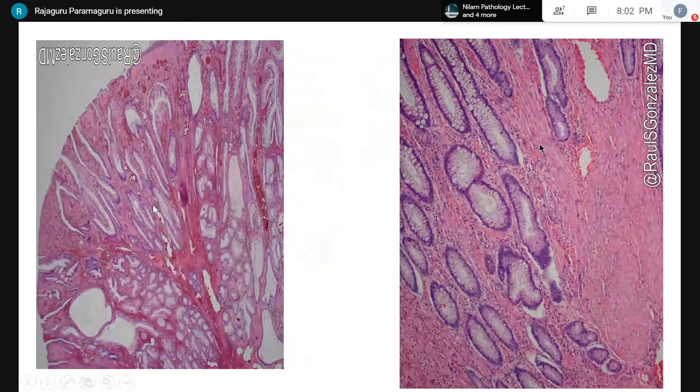This is a case of inflammatory myoglandular polyp, where you see these packets of crypts separated by the intervening thickened muscle fibers. You can very well see this on higher magnification also. There is a lot of hemorrhage and some inflammation going on in the stroma also.